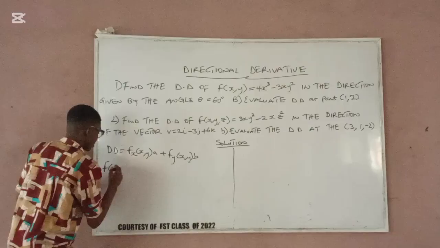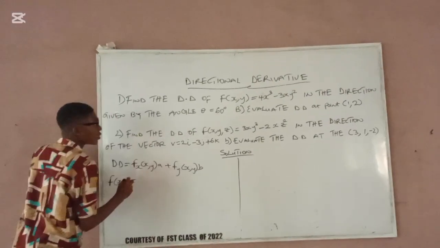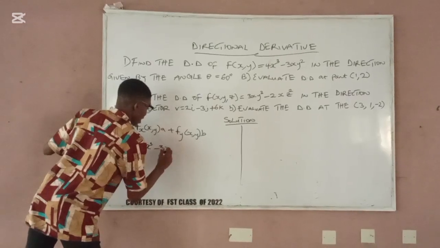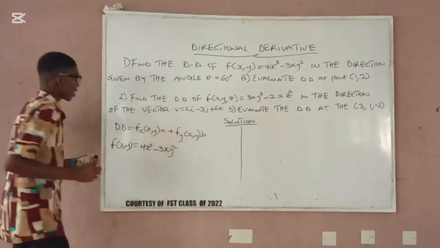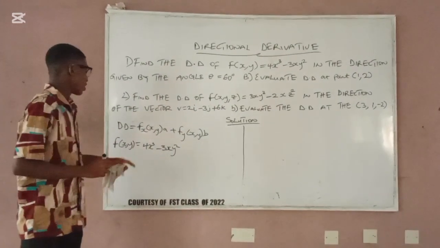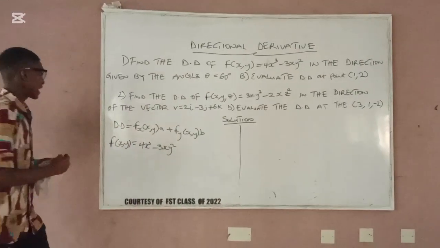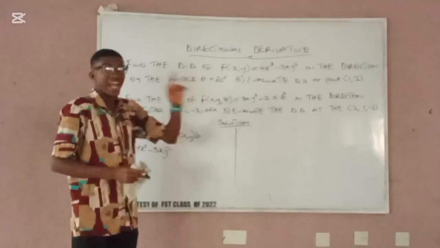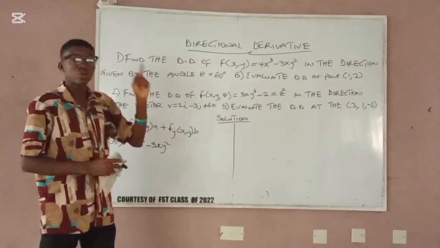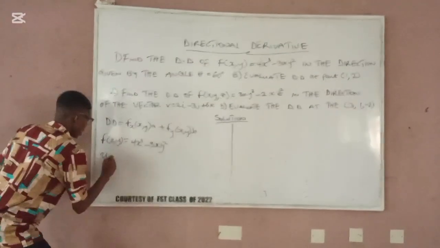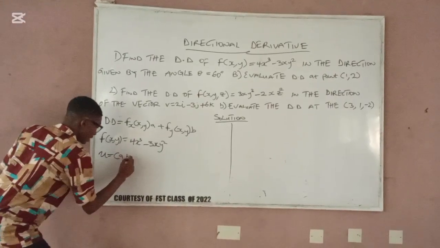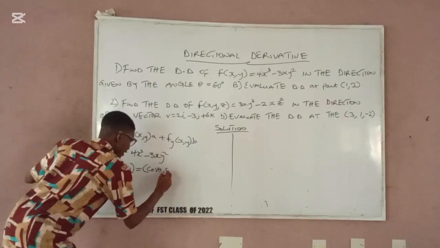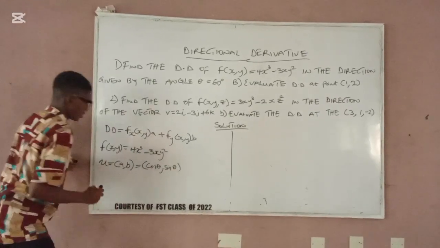Okay. First we write our f of x, y. F of x, comma y equals 4x cubed minus 3xy squared. This is our f of x, comma y. Now, to find our directional derivative, we need to find our u first. What's our u? Our unit vector. In this case, they gave an angle. I said earlier, if they give an angle, the unit vector u equals a, comma b, which equals cos theta, comma sin theta.